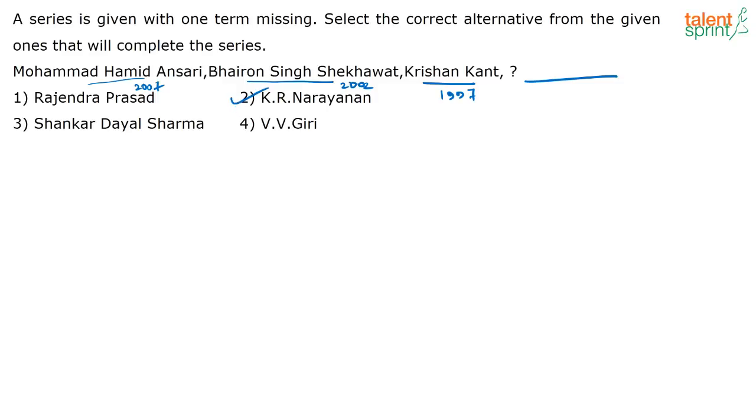He was the vice president in the year 1992. So from 1992 to 97, KR Narayanan was the vice president, followed by Kishan Kant, followed by Bhairon Singh Shekhawat, and followed by Mohammad Hamid Ansari. So the answer here is option 2.